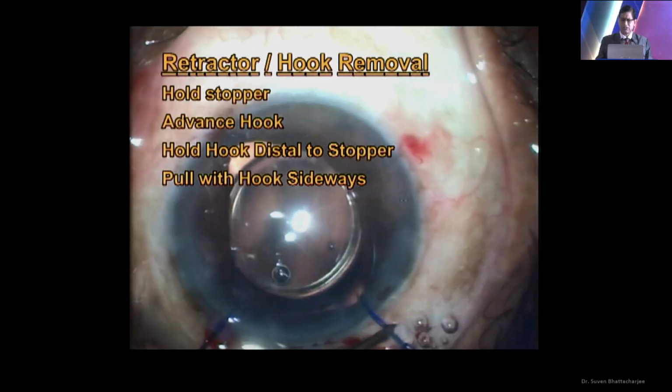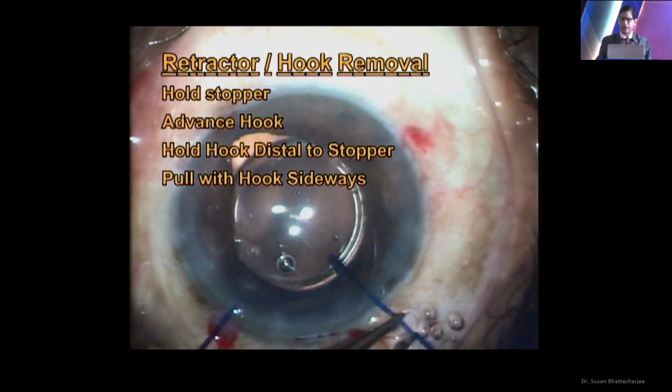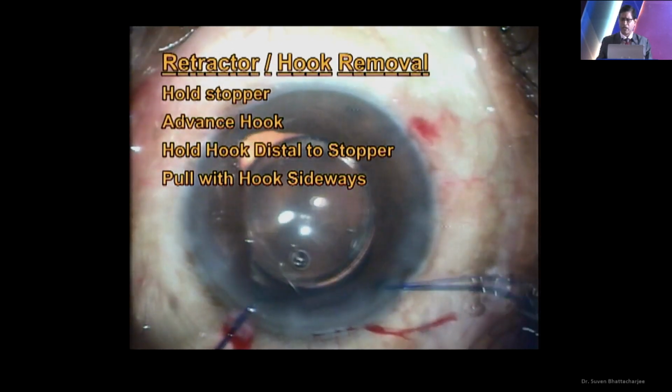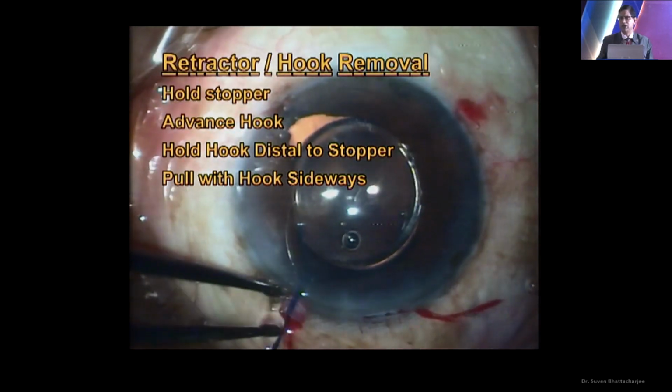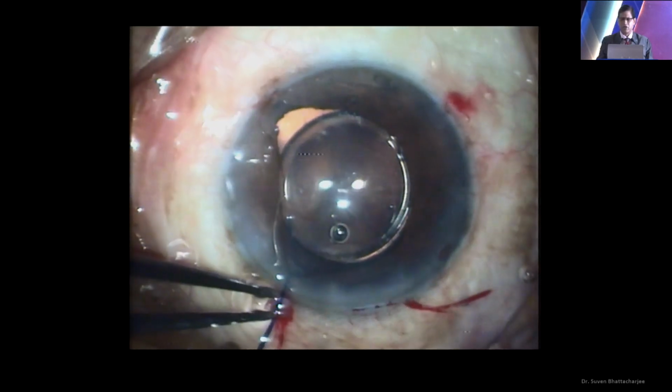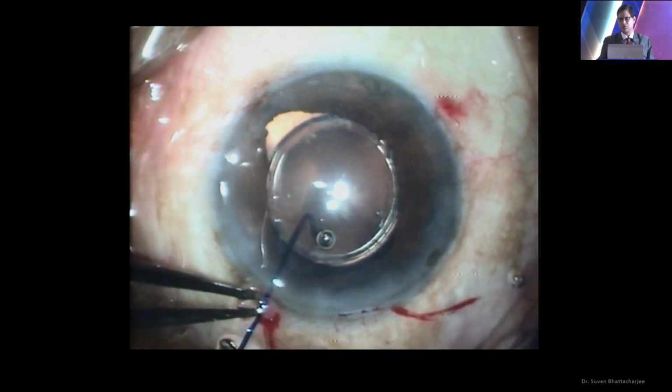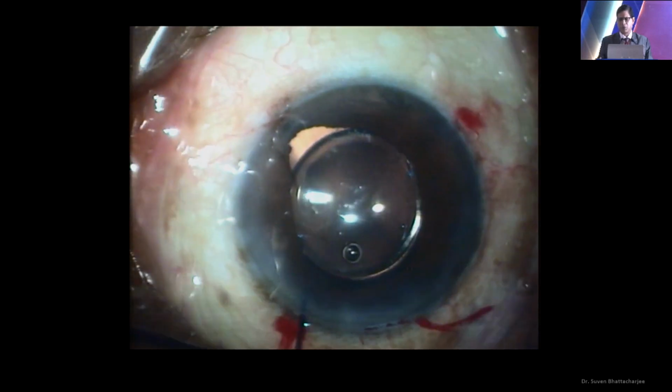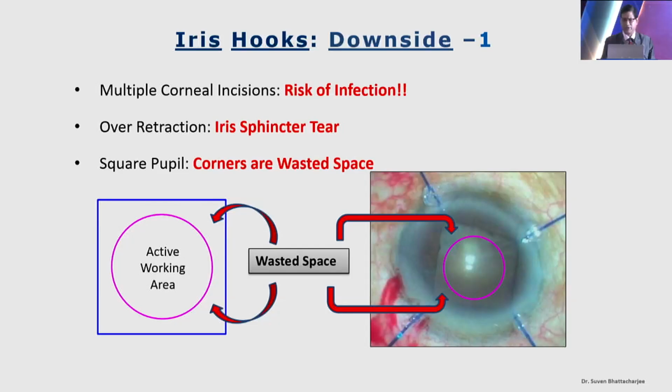For removal, you can just hold that stopper, put it back, push that device inside, and just pull it out. It momentarily stretches. You really don't have to do any heroics of turning and twisting. That nylon or polypropylene hook will just straighten momentarily.